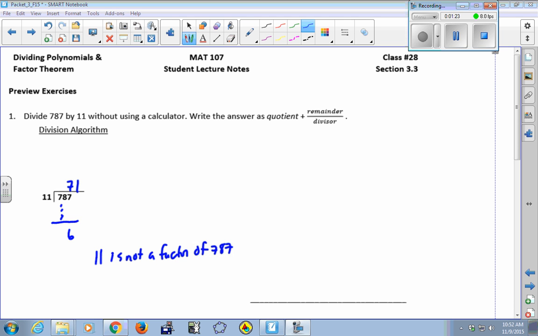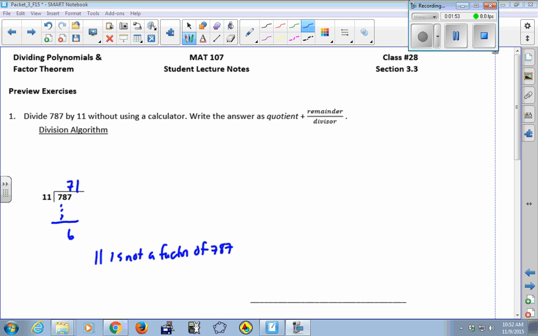And our whole goal of today is, instead of working with division of numbers, we're going to be looking at dividing polynomials. And we're trying to find out what the factors of the polynomials are, because the factors tell us where the zeros are, and it tells us where our x-intercepts are. So it's going to help us with graphing these polynomial functions, okay? So to be a factor, your remainder has to be 0. In this case, it isn't.